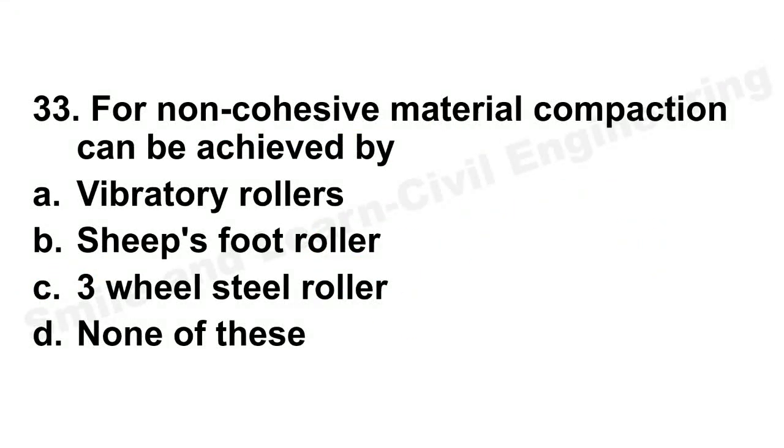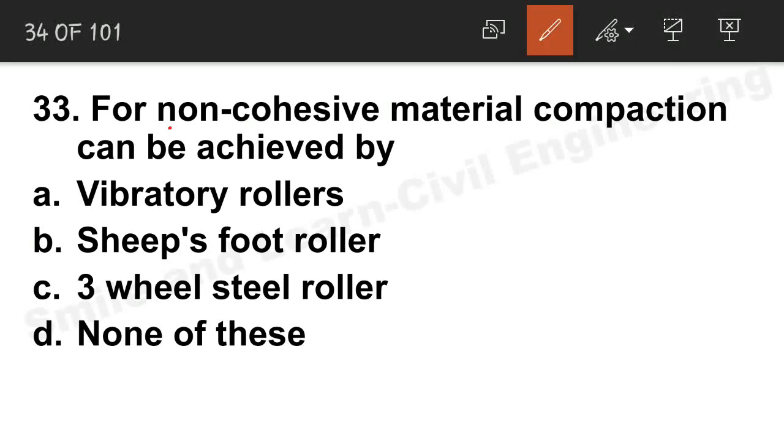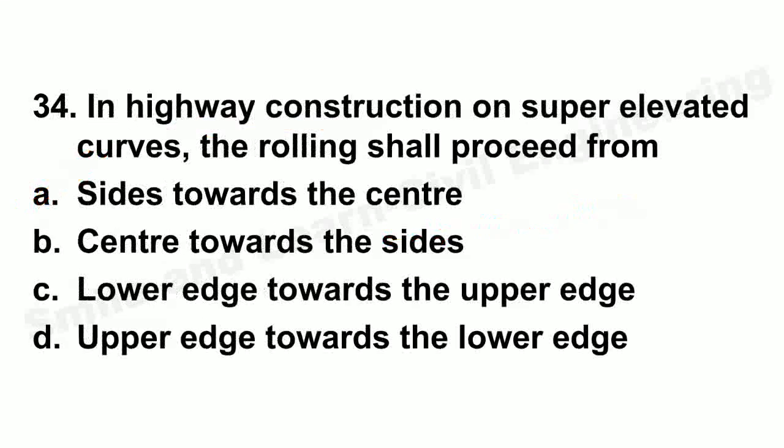Next question, non-cohesive material compaction can be achieved by. Non-cohesive means granular kind of soil, compaction by vibratory rollers, and for cohesive type of soil we will use the sheep foot roller. Okay. Next question, in highway construction on super elevated curves.